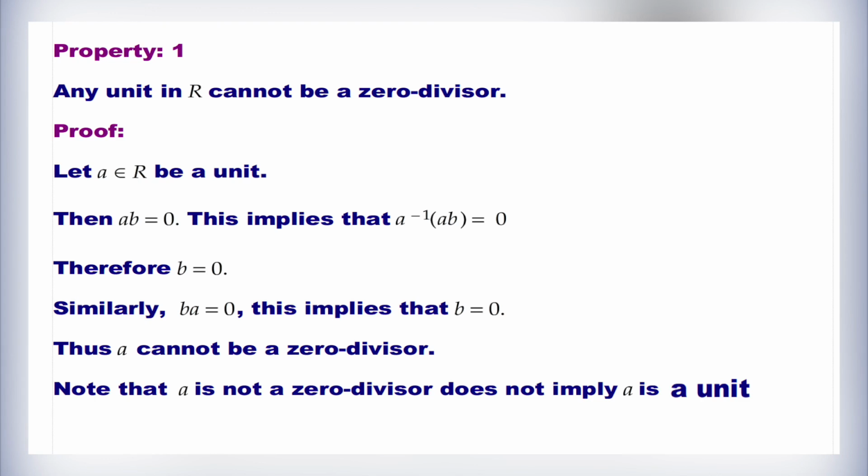Therefore, we get B equal to 0. Similarly, if BA equal to 0, then B equal to 0. Thus, A cannot be a zero divisor. Note that A is not a zero divisor does not imply A is a unit.